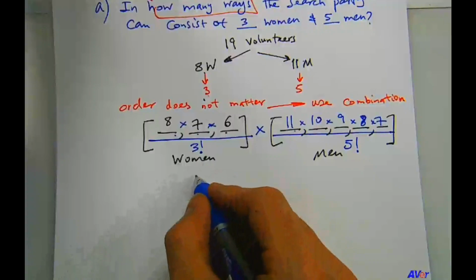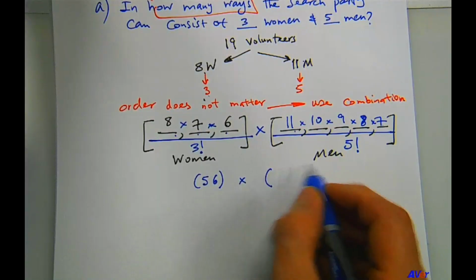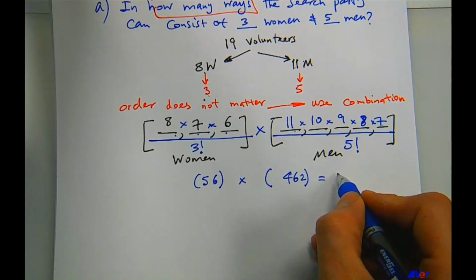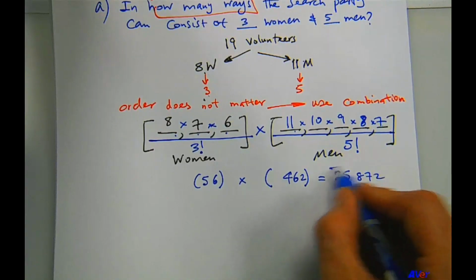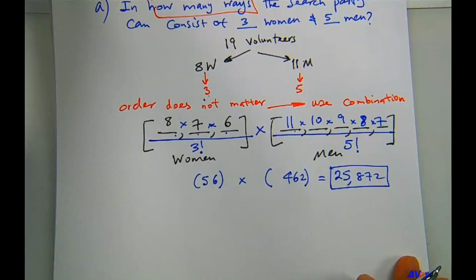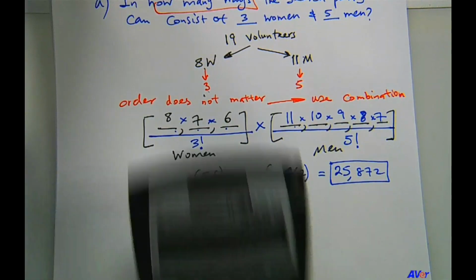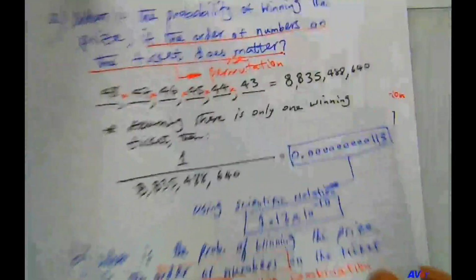So we end up with 56 times 462 equals 25,872 possible ways of forming this group of 8 people on this search party. Okay, so I guess we can go back to that lottery problem.